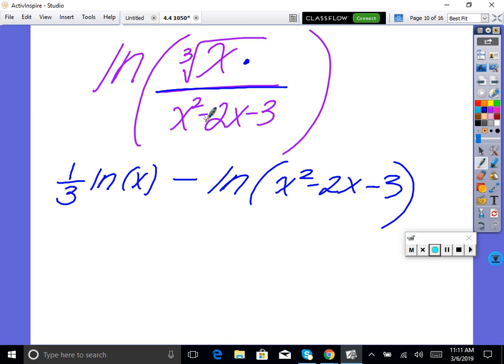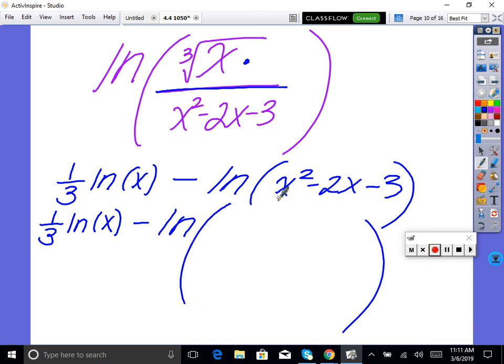That would not be considered completely expanded in the book because technically we have this 1/3 ln of x, and now we have minus ln, and technically in here, if the quadratic factors, we can expand more. Now let's think about why. So if I factored that, what multiplies to be -3 and adds up to be -2, 1 times 3, negative. This factors to be x plus 1 and x minus 3.